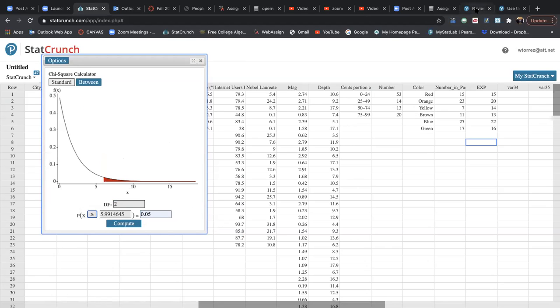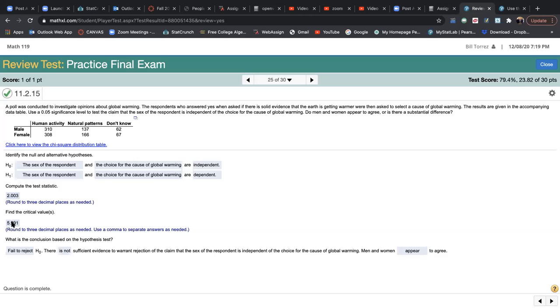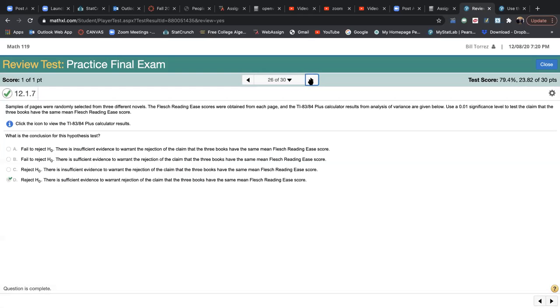So let's go back to the exercise, type in our critical value, and notice that the test statistic falls well inside the acceptance region, so we fail to reject, and our conclusion is that there is not sufficient evidence to warrant rejection of the claim that the sex of the respondent is independent of the choice for the cause of global warming. And in fact, we see that men and women appear to agree based on that conclusion. Okay. All right, we're getting close to the end here.